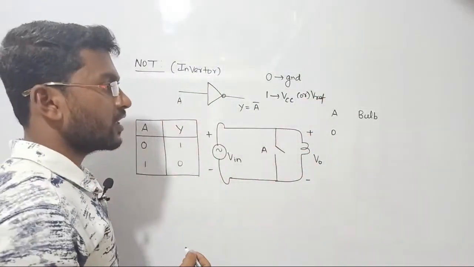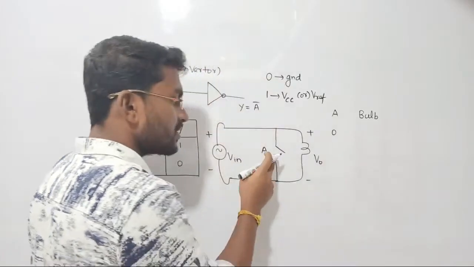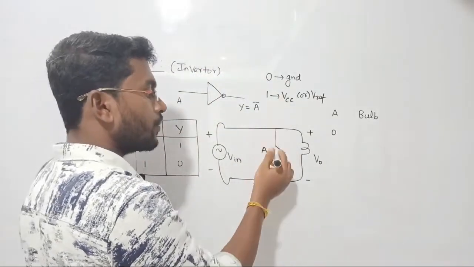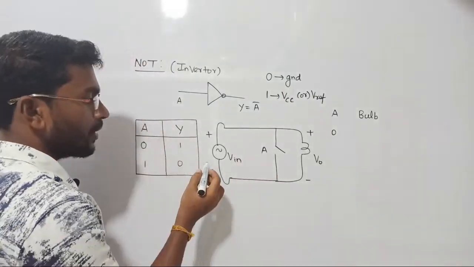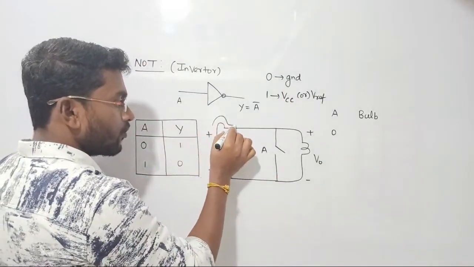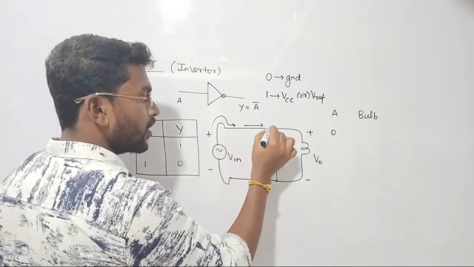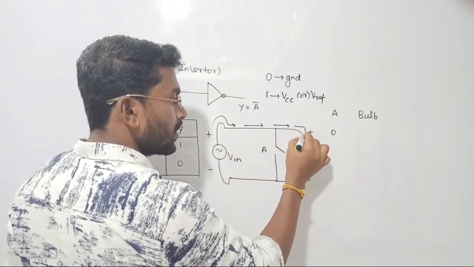So what will be the conclusion here? If A is 0, it means this switch is open circuit, right? So we are not passing any supply through this switch. If your switch is open circuit, then what will happen? The supply that we are giving from here will directly start flowing through the output. Do you all agree with me? Yes, you have to agree with me.